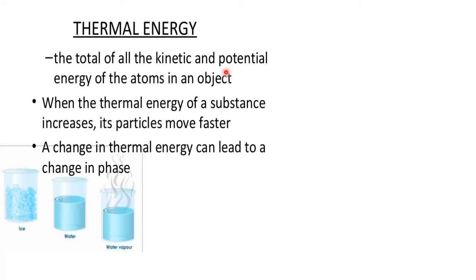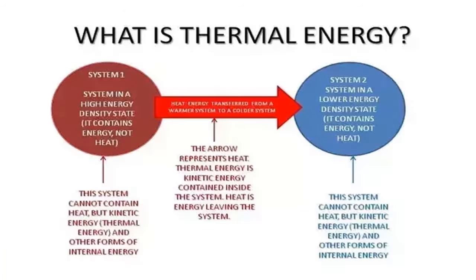It is the total of all kinetic and potential energy. When the thermal energy of a substance increases, its particles move faster, directly proportional. A change in thermal energy can lead to a change in the phase, a change in the state. Earlier, water was in the solid state. Due to the increase in thermal energy, it has now become normal water. Again, if you increase the thermal energy, the motion of the particles increases, thereby converting it into the gaseous state. Water molecules escape. So a change in thermal energy can lead to a change in phase.